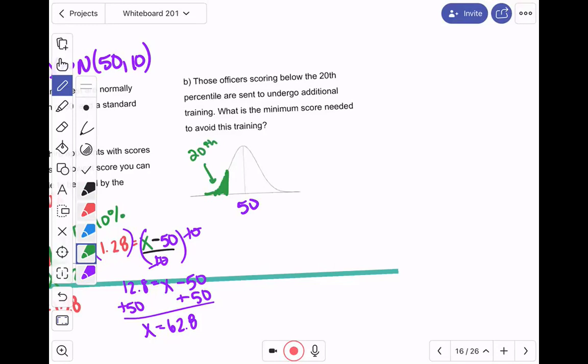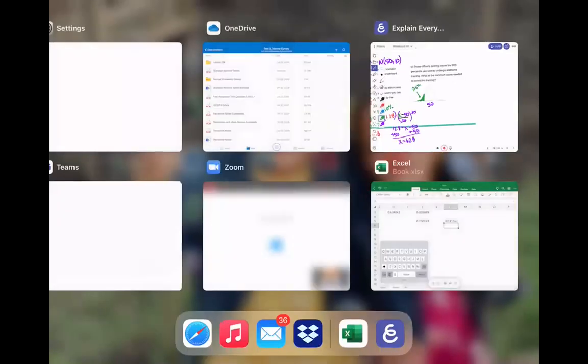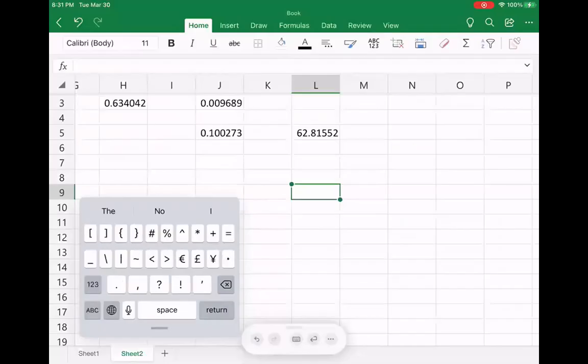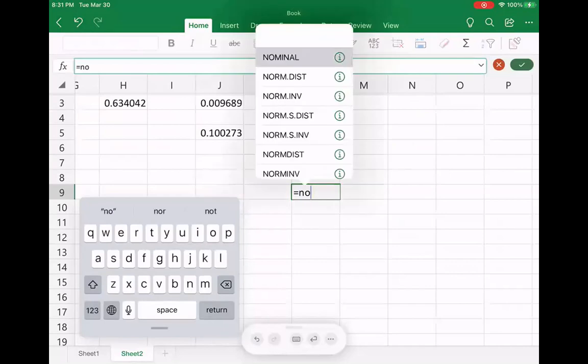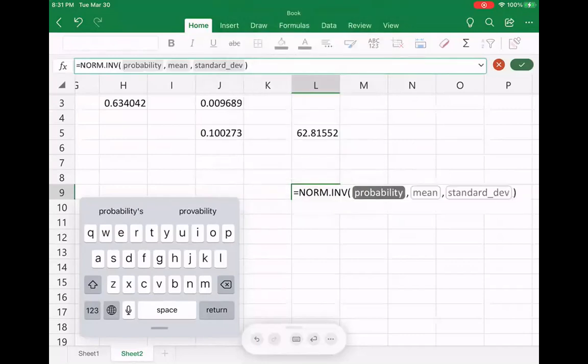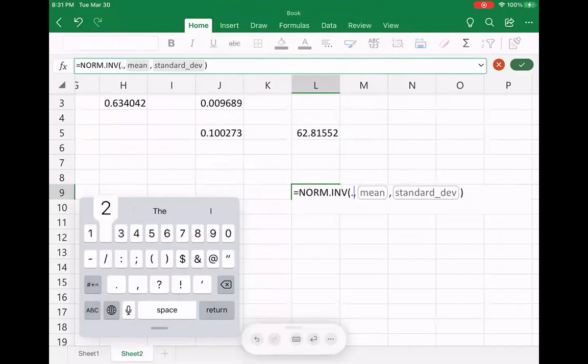Right. So all I have to do is go to Excel, and in Excel, all I'm going to do is type in equals norm. I'm using the inverse because it's giving me a percentile. Anytime I'm given a percentile, I use inverse. Norm.inv. The left-hand area, if I'm at the 20th percentile, is just 0.2. There is no flipping that type of thing. The mean here is still 50, and the standard deviation is 10.